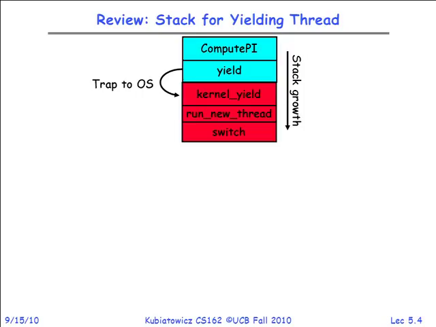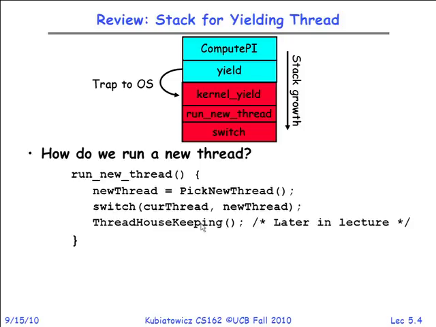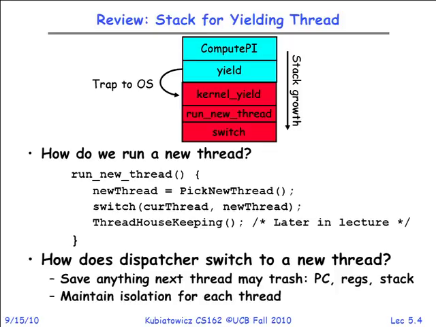So let's go back on this. How do we run a new thread, which is basically picking something that has to run? We pick it, and that's the scheduler that we haven't talked about yet. We switch registers from one for the other. We do some housekeeping, which we'll talk about later, and we're good to go. And how does the dispatcher do this switch? It says anything the thread may trash, the next thread may trash, like the PC, registers, stack, and loads in from the other one. Any question on this so far? We're going to get to that little horseshoe diagram that I'm sure not everybody's digested yet.